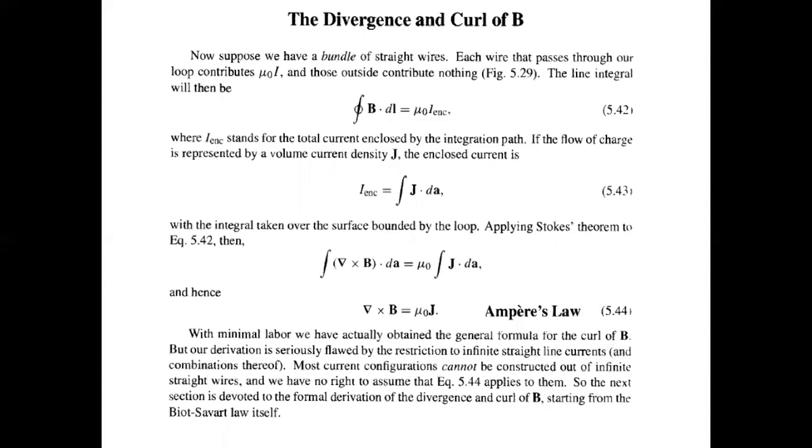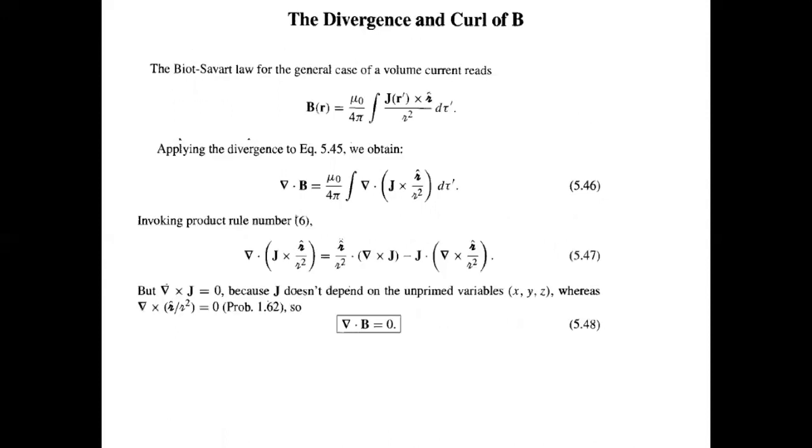With minimal labor, we seem to obtain the general formula for the curl of B. The derivation is seriously flawed. Let's go into it at a later stage. So from the Biot-Savart law, we have this equation.